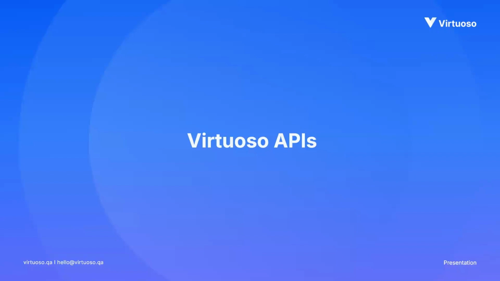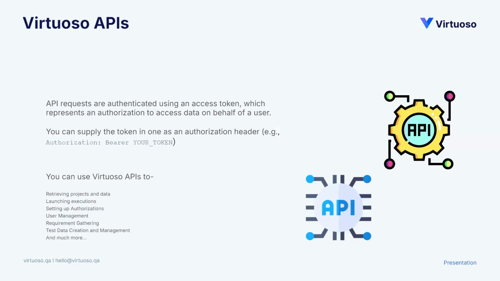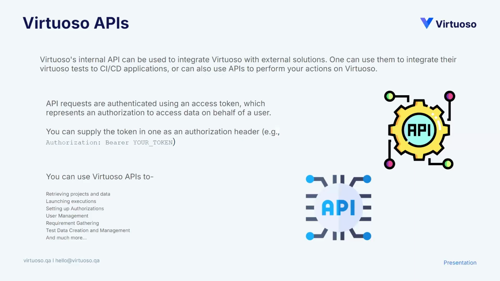And let me quickly jump to the Virtuoso APIs. So Virtuoso APIs are nothing but Virtuoso's internal APIs that are used to integrate Virtuoso as a tool to external solutions. These are usually used to integrate between CI/CD applications, and can also be used to perform your own actions on Virtuoso through APIs.